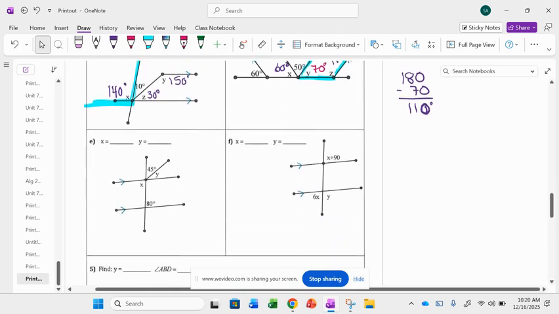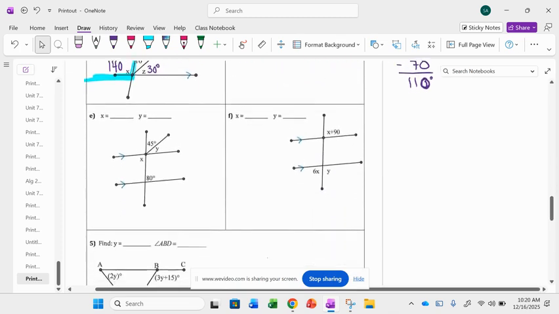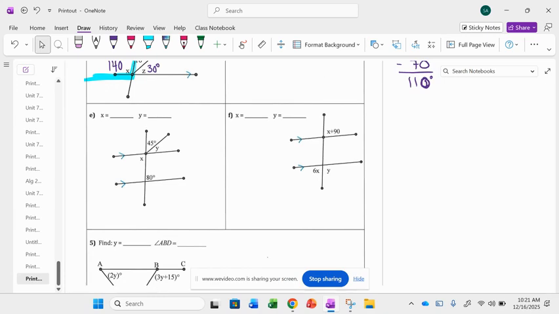All right, 2 more problems and we are done. Letter E. I haven't heard from Luciana today. Luciana, tell me anything that you see here. Anything at all. X might be the easiest one to start with.